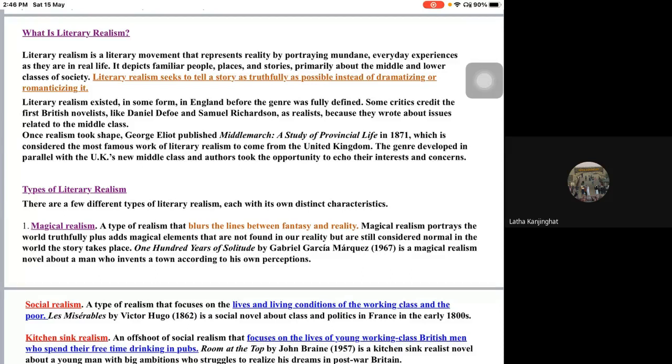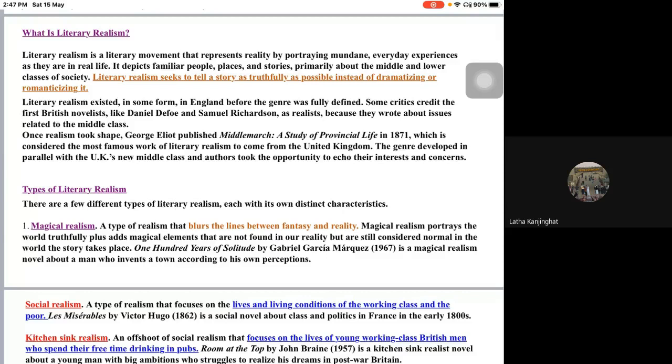And literary realism existed in some form in England before the genre was fully defined, especially in earlier times. You know, some critics credit the first British novelists like Daniel Defoe and Samuel Richardson as realists because they wrote about issues related to the middle class. So realism is depicting life as it really is for the middle class. Okay. The kind of places that these people visit, the kind of people that they interact with, especially the lower classes of society or the middle class of society.